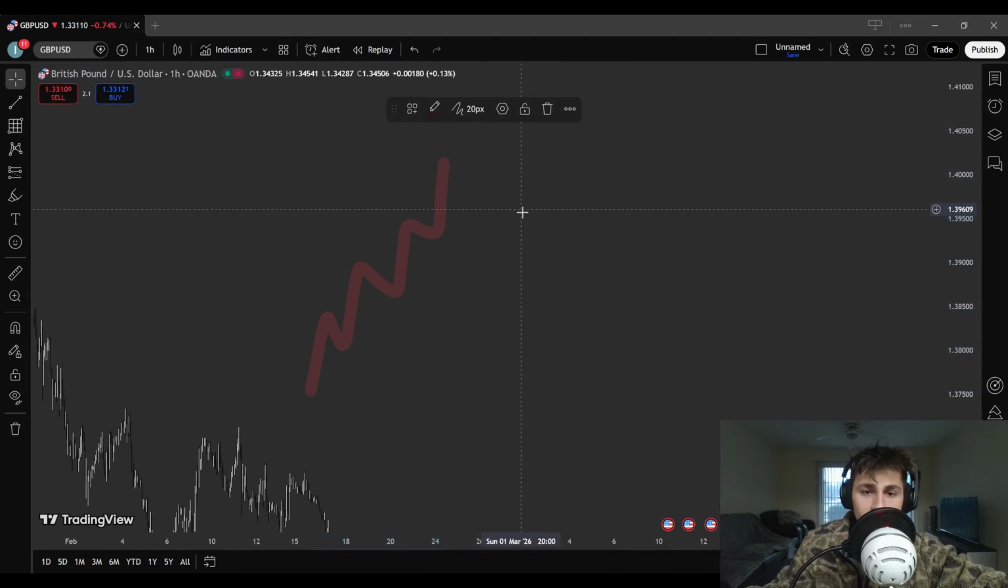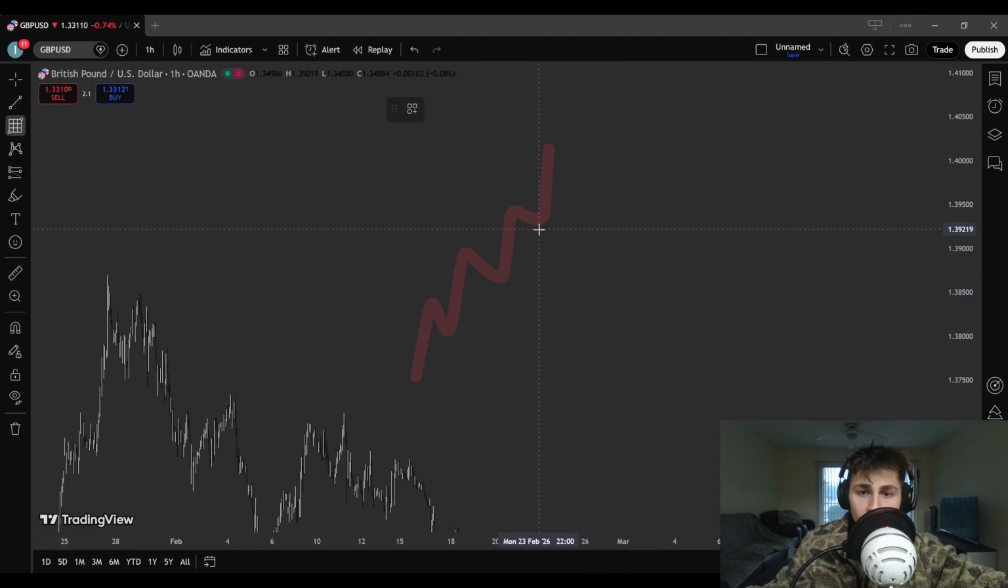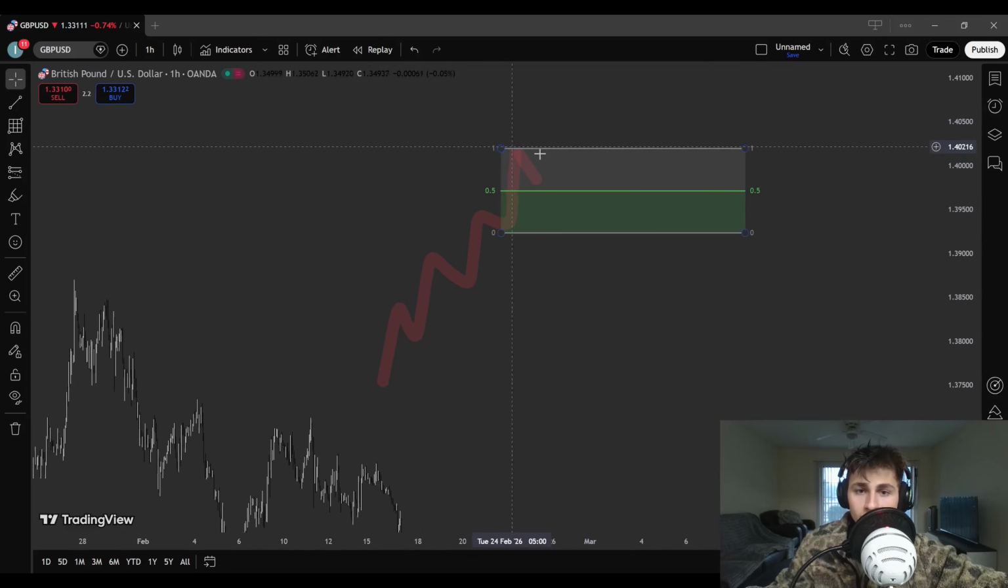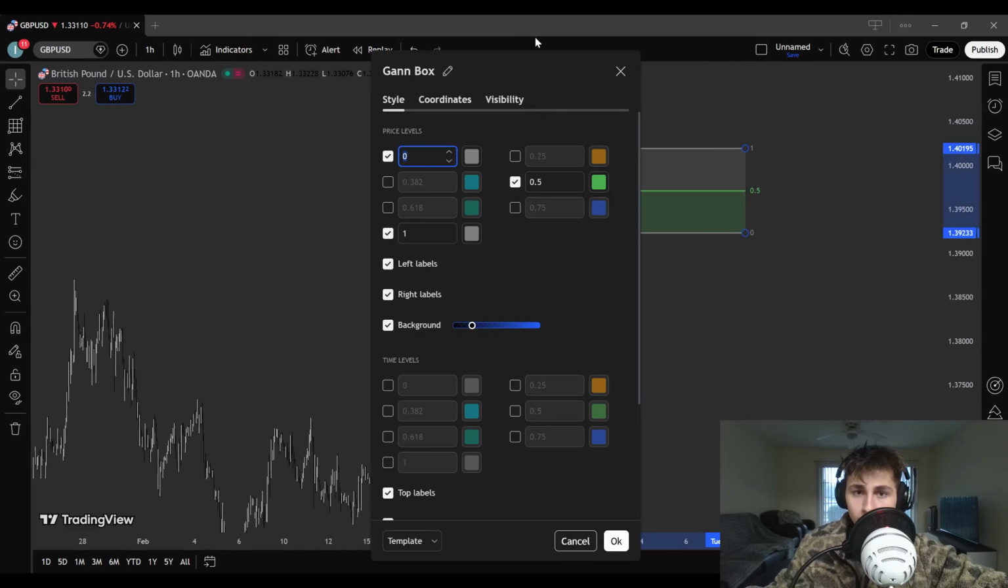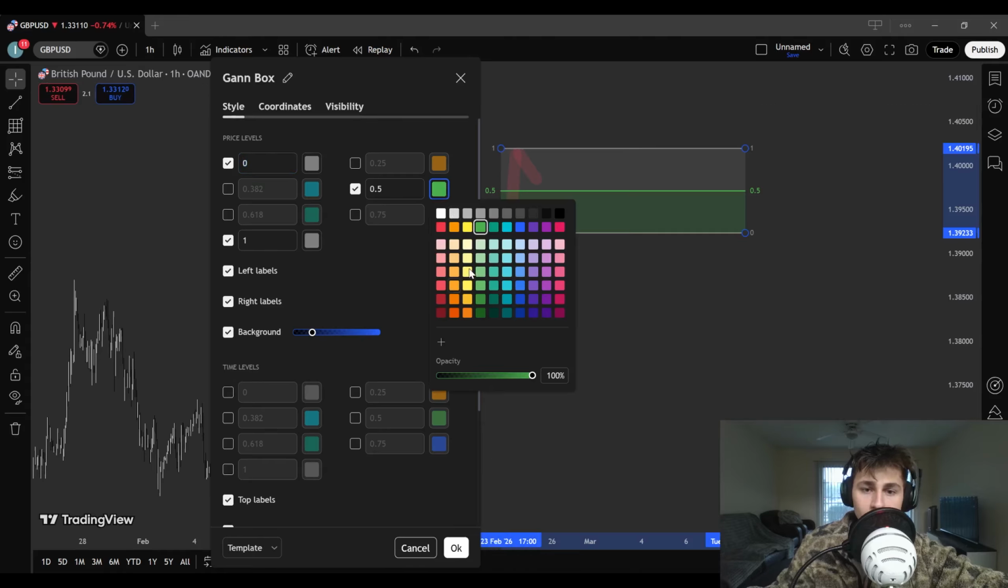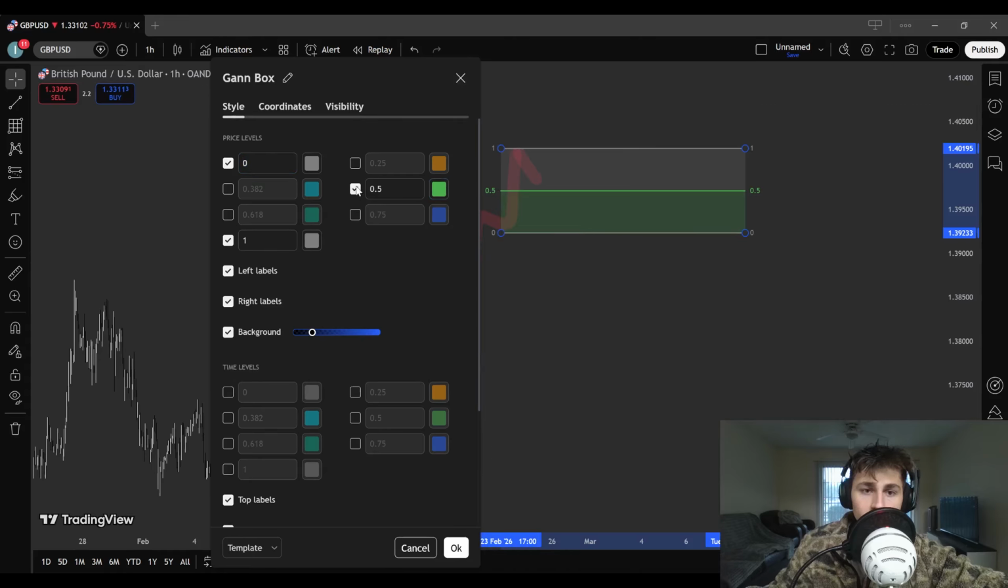If you're on an uptrend, you're going to start the bottom of this box at the most recent low, which is going to be here, and at the most recent high. Let's actually make this high. There we go. The most recent high is going to be up here, and you're just going to put it there. Obviously, your Gann box is going to look a little bit different. You're going to want to go into the settings and only have on the price levels of 0, 1, and 0.5. Then you can set these colors to whatever you want, but you don't even need the colors. You can just turn them all the way down or just disable the background.